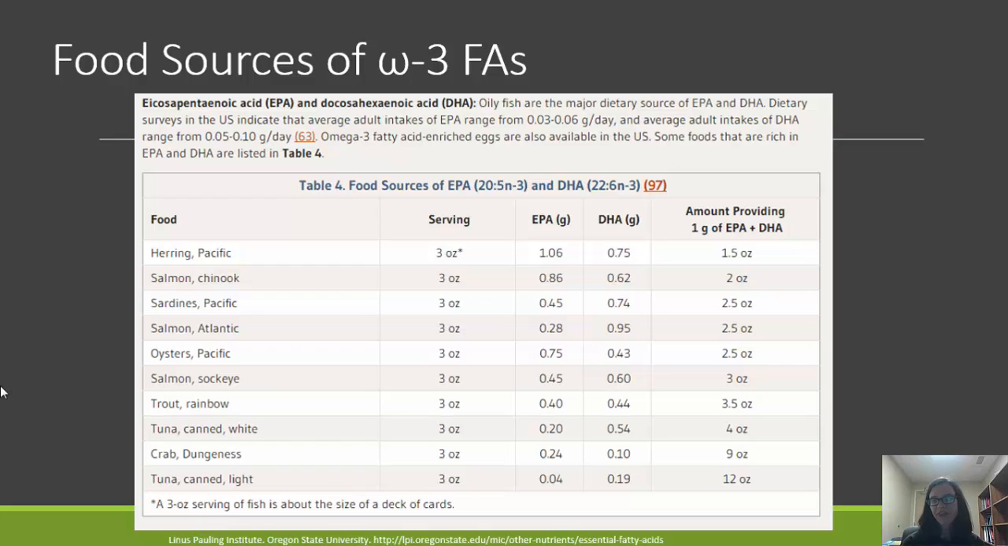And just as we would think, we find them mostly in fish or sea life that is grown in very cold waters. And the one source that isn't mentioned here is human milk. So the mom is able to convert ALA to EPA and DHA, and therefore is able to provide these to the infant through the breast milk.